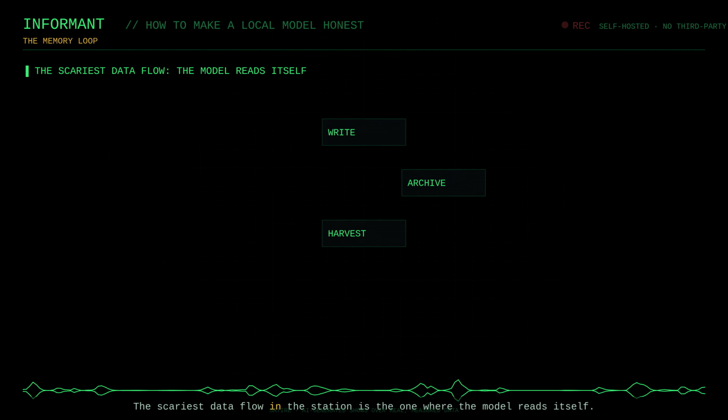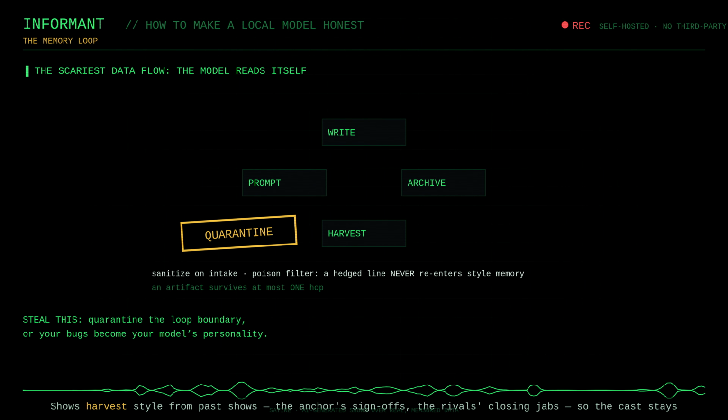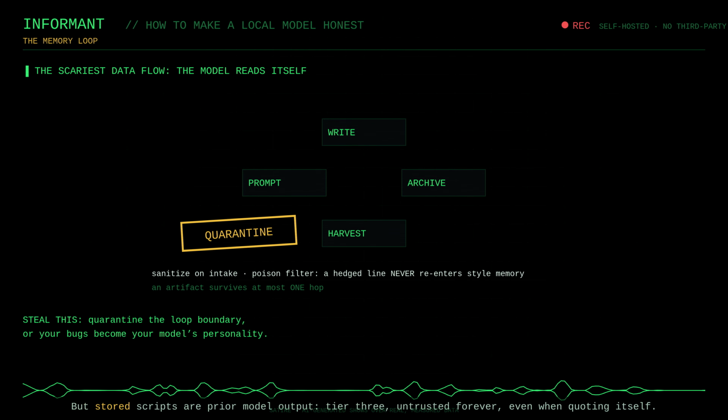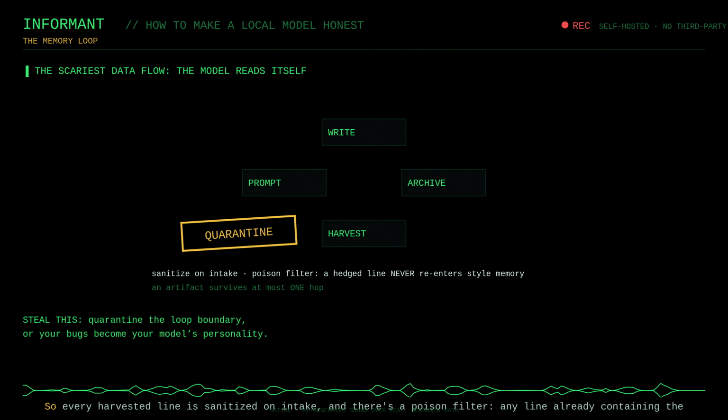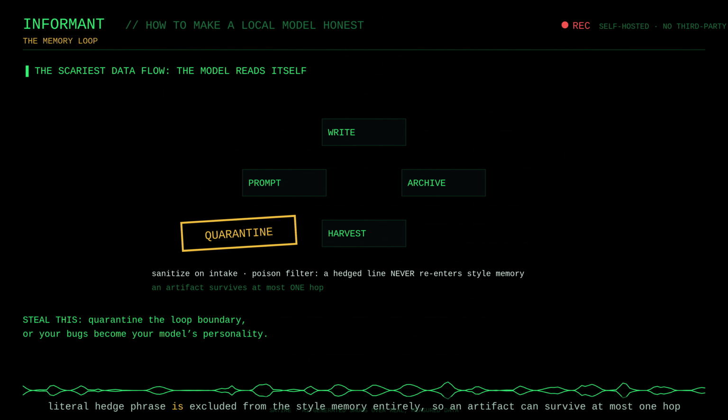The scariest data flow in the station is the one where the model reads itself. Shows harvest style from past shows, the anchor's sign-offs, the rival's closing jabs, so the cast stays consistent without fine-tuning. But stored scripts are prior model output, tier 3, untrusted forever, even when quoting itself. So every harvested line is sanitized on intake, and there's a poison filter. Any line already containing the literal hedge phrase is excluded from the style memory entirely.